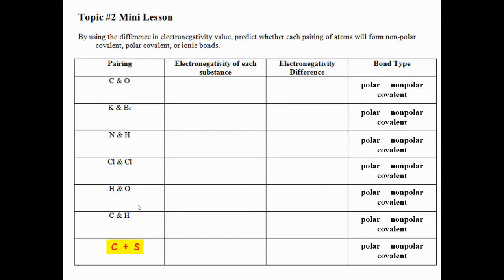Okay, back to a couple of examples. So for each of these pairs of atoms, carbon and oxygen, potassium and bromine, etc., we're going to analyze their electronegativity to help us figure out, is it a polar covalent bond, or is it a non-polar covalent bond, or is it some other kind of bond?